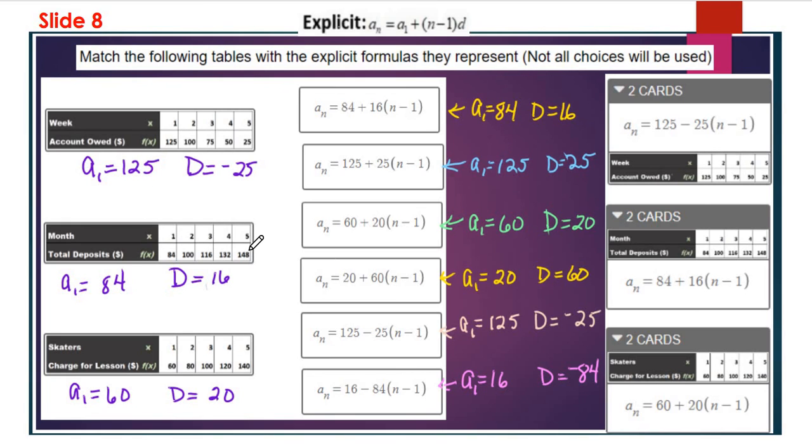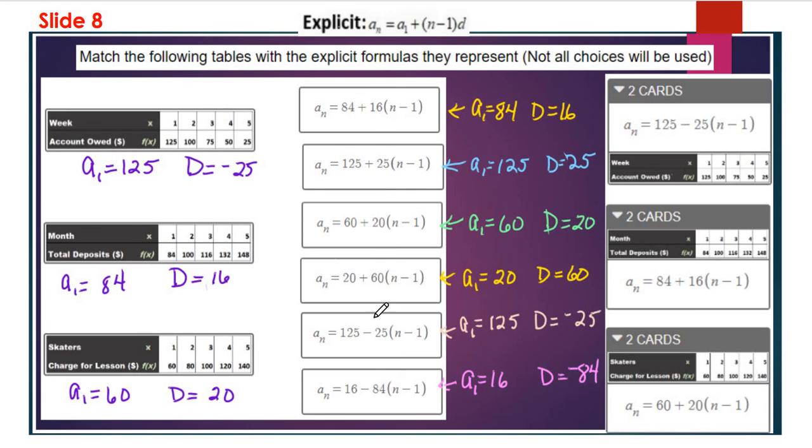When you do the same thing for this, 148 minus 132, 132 minus 116, 116 minus 100, 100 minus 84, you get the common difference of 16. The first term is 84. On this, 140 minus 120, 120 minus 100, 100 minus 80, 80 minus 60 will give you a common difference of 20. Your first term is 60.